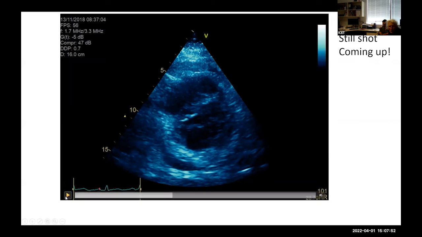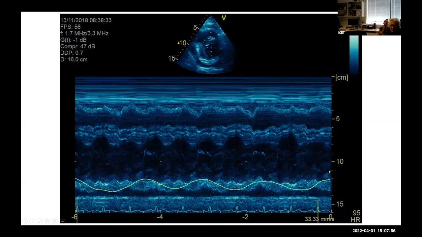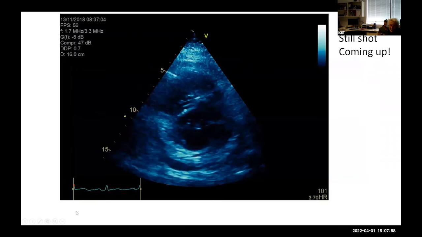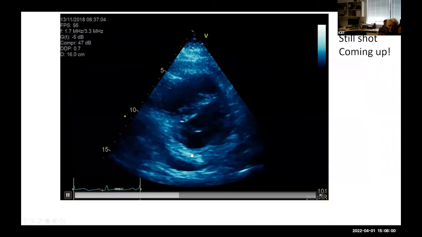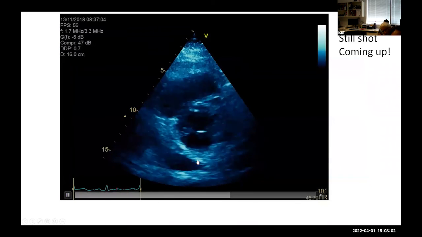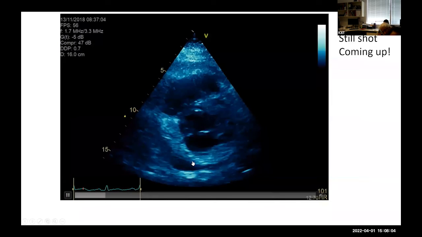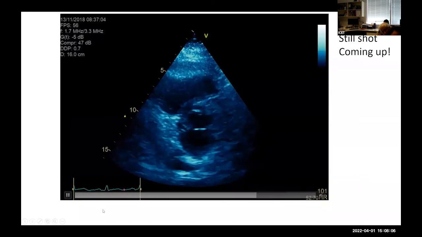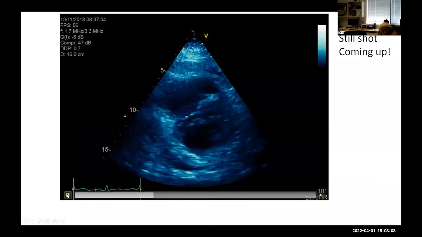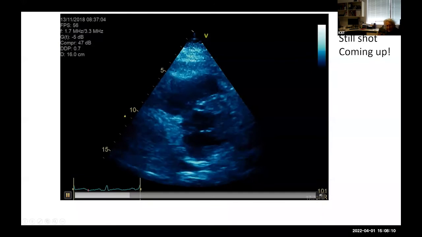Right. Have I missed anything in this? No, carry on. Well, you could comment on the contractility. Contractility is hard to say, isn't it, with all the bits moving in all directions. Anyway, move on.